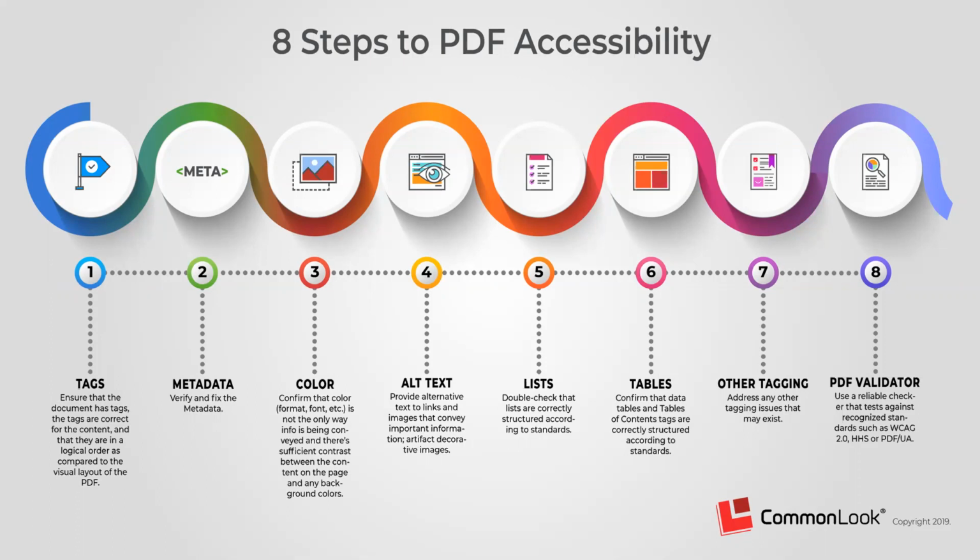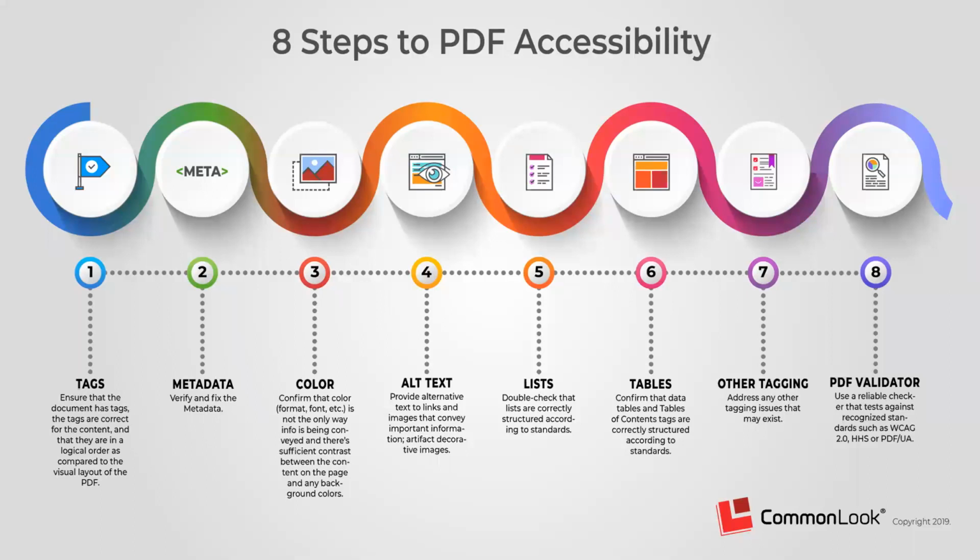It has to be tagged correctly. It has to be tagged in the correct order so that the reading order of the document matches the visual display. Many times tools that tag documents, like when you go to Acrobat and say add accessibility tags, have lots of problems with the reading order. Columns may be reversed or heading levels may be bounced around.